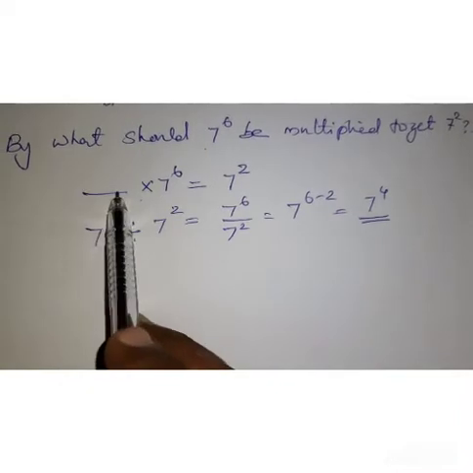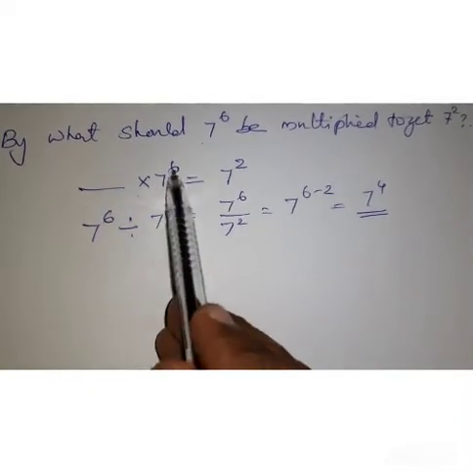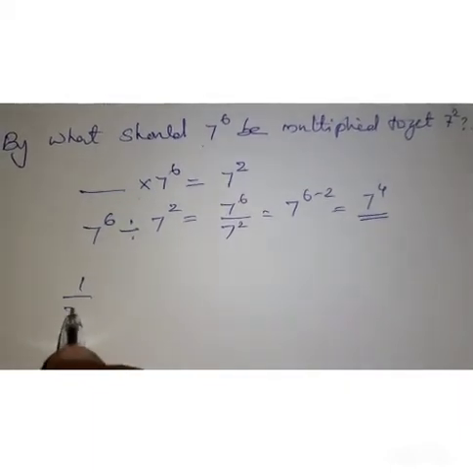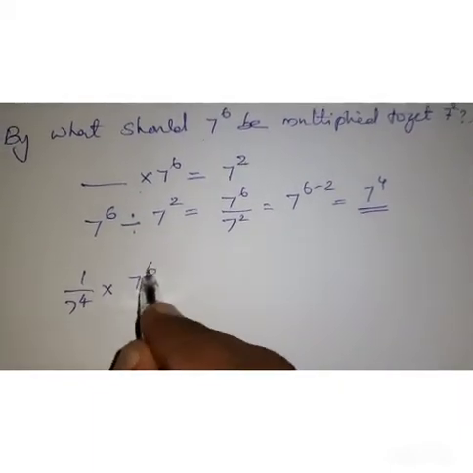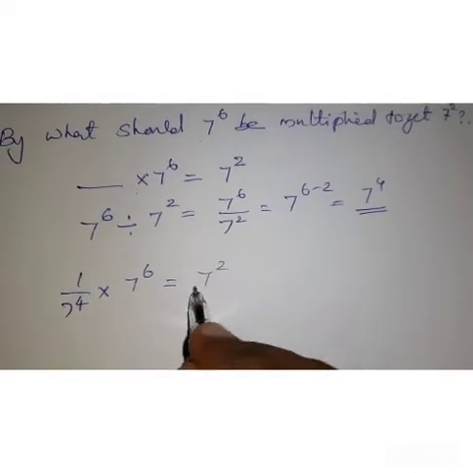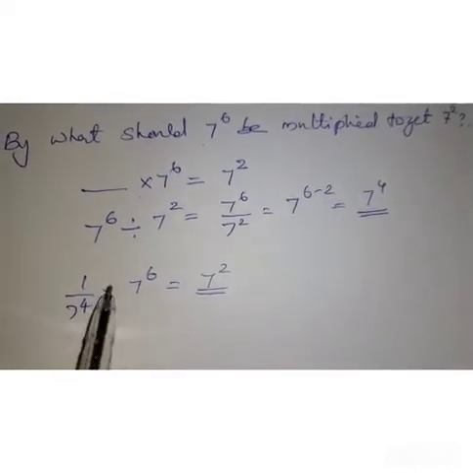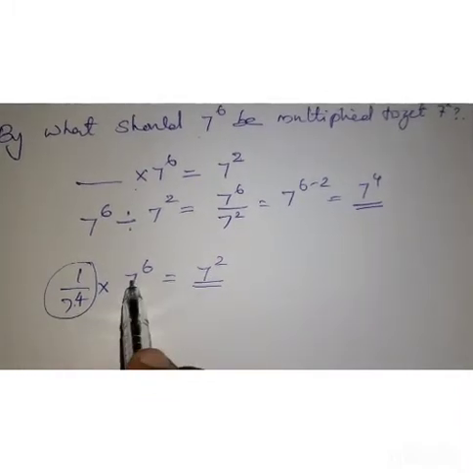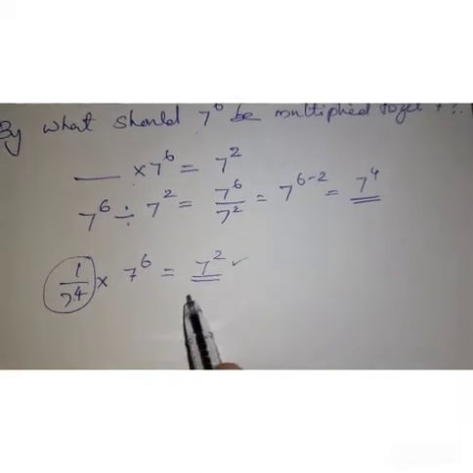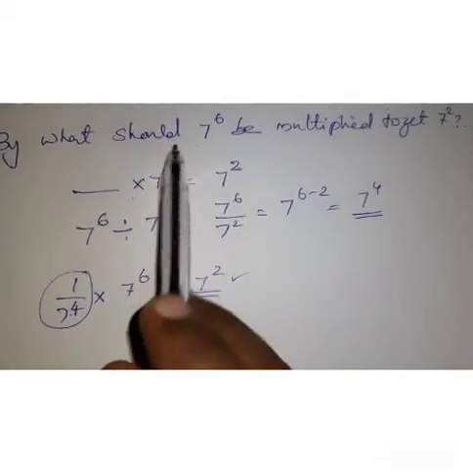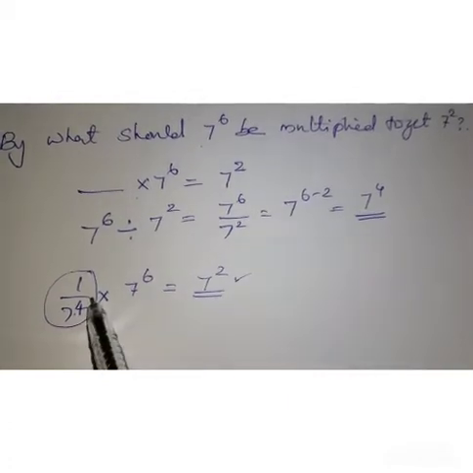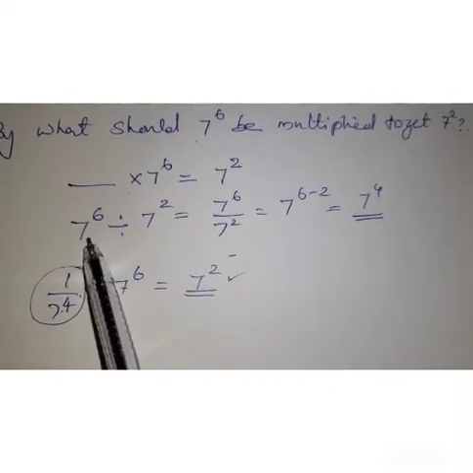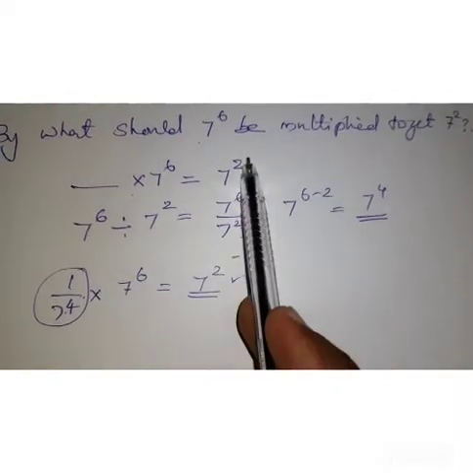So by what should 7 raised to 6 be multiplied to get 7 raised to 2? What do you have to multiply? 1 by 7 raised to 4 is multiplied to 7 raised to 6, and we get the answer as 7 raised to 2. So instead of multiplication, you do the division and take the reciprocal. So 7 raised to 6 divided by 7 raised to 4, we get the answer of 7 raised to 2.